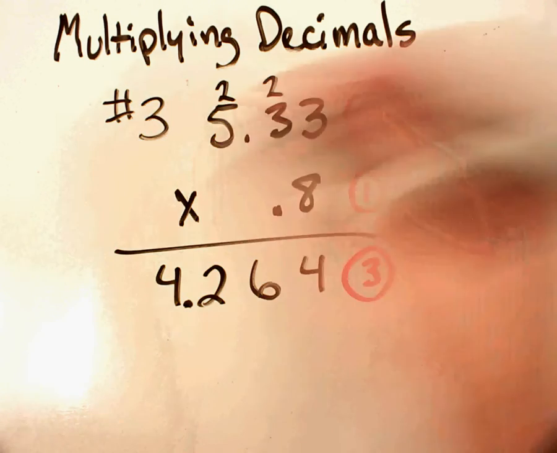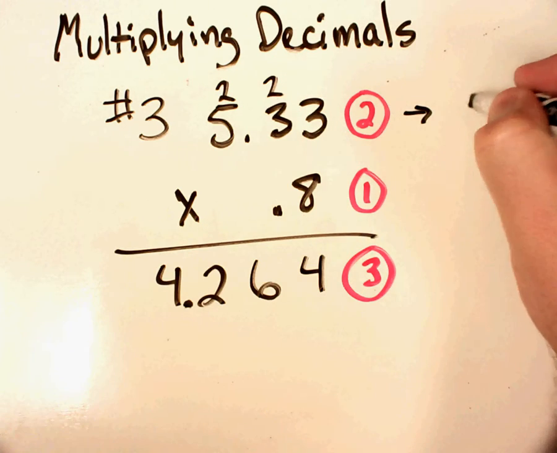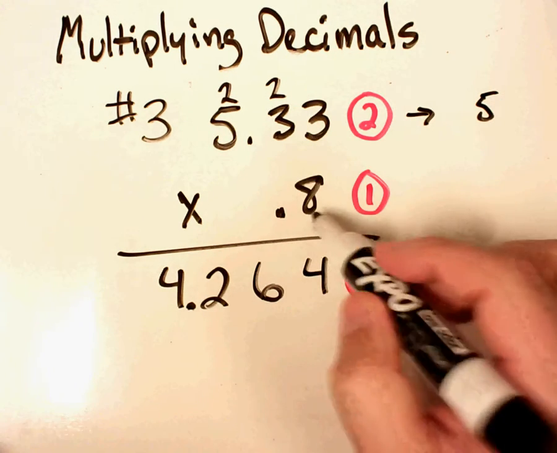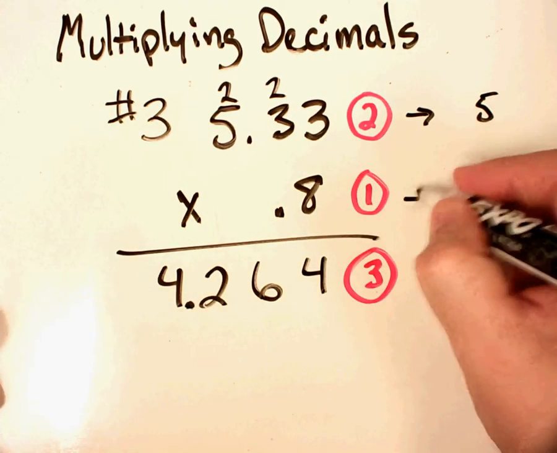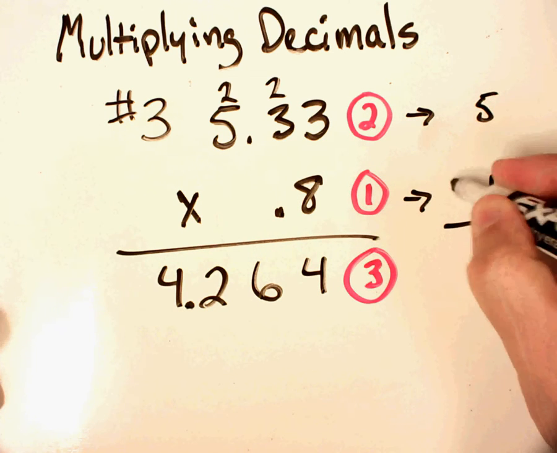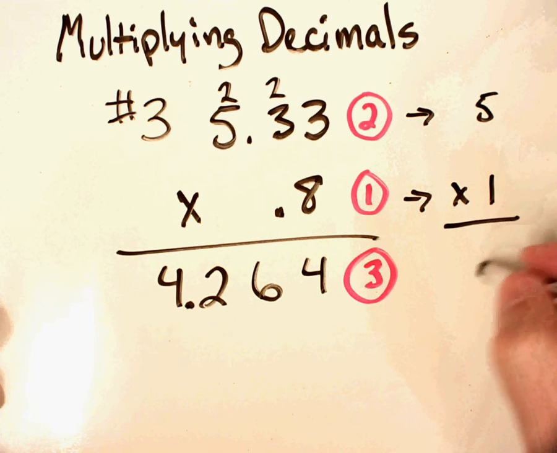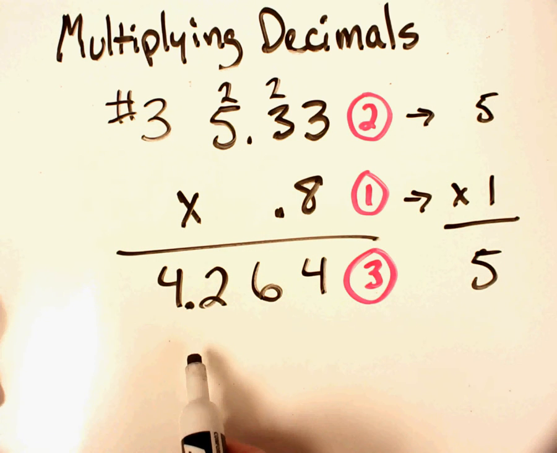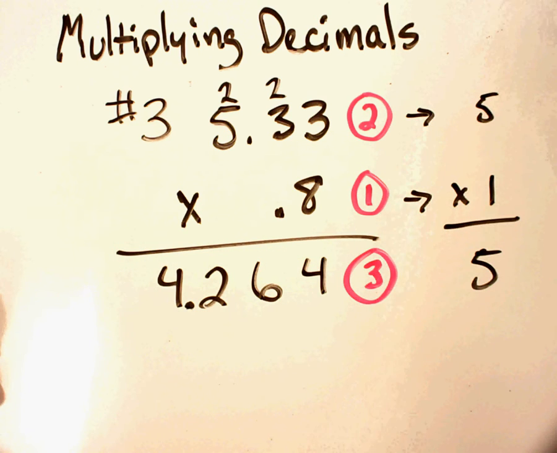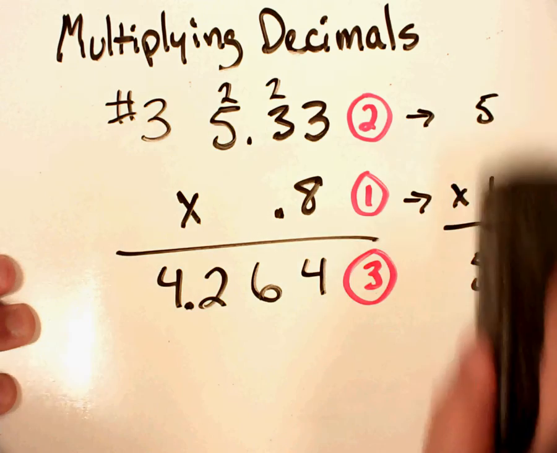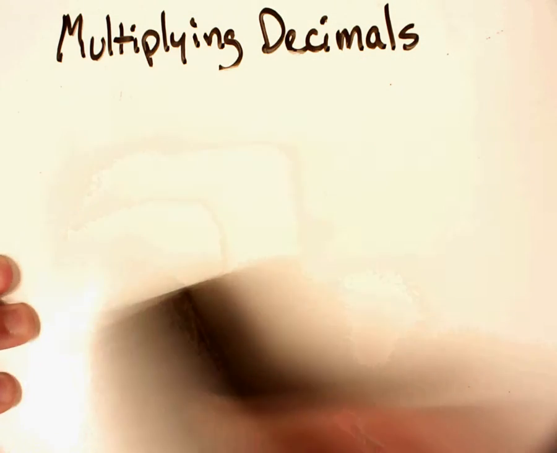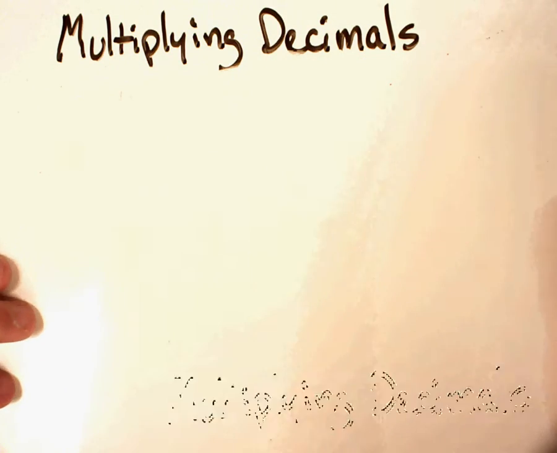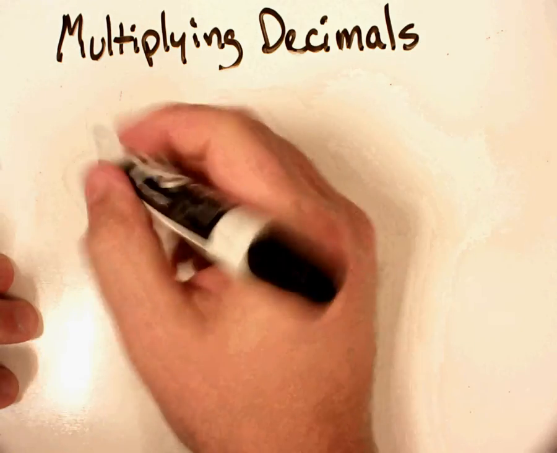And again, if we're rounding, this number is going to round to 5. This 8 tenths will actually round to 1. And so my estimation is 5 times 1, which gives me 5. And that's pretty close. Less than 1 away. All right, on to number 4.